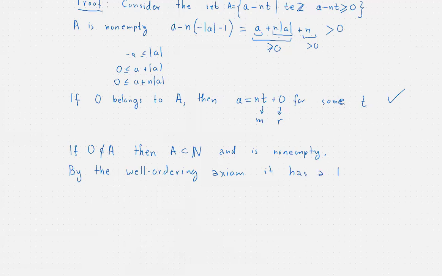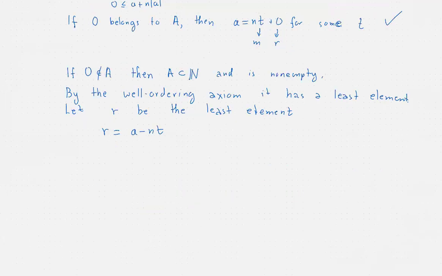And let R be the least element. So in other words, we write R as A minus NT. And we claim that R has to be less than or equal to n minus 1.